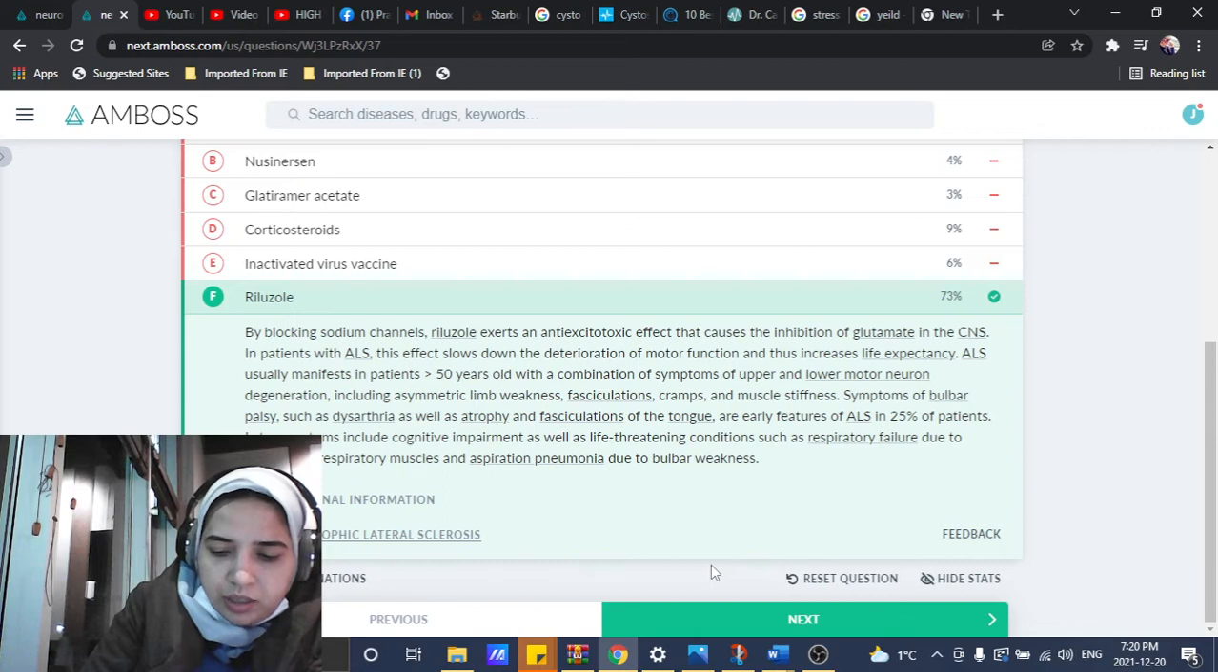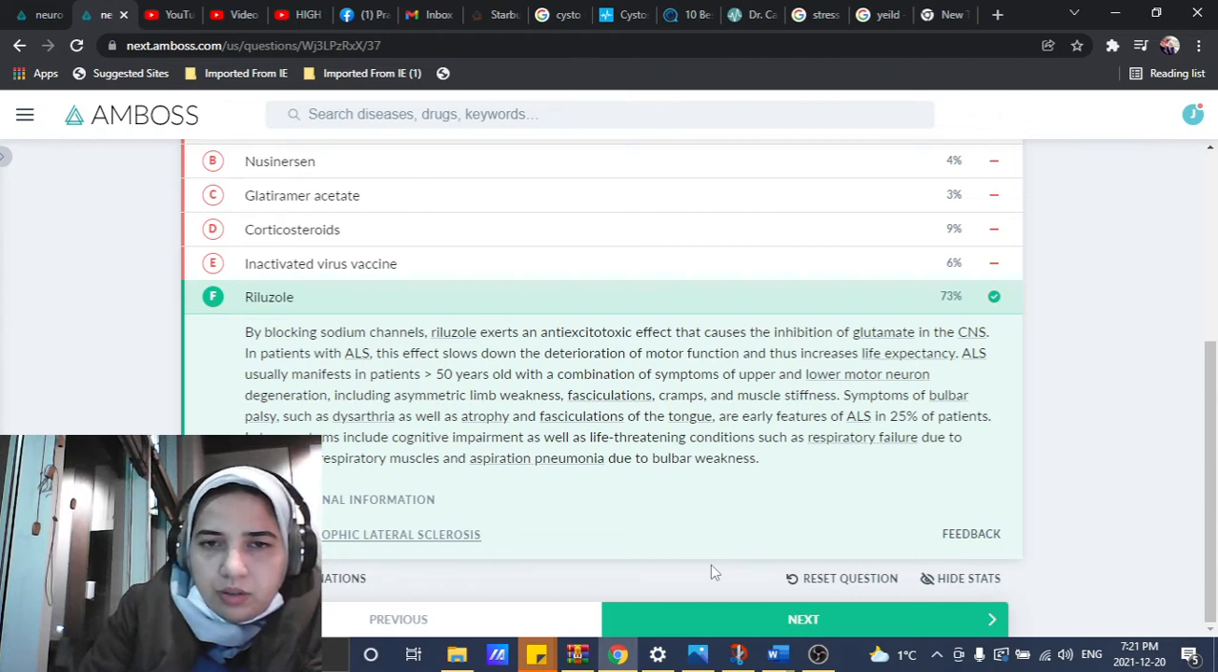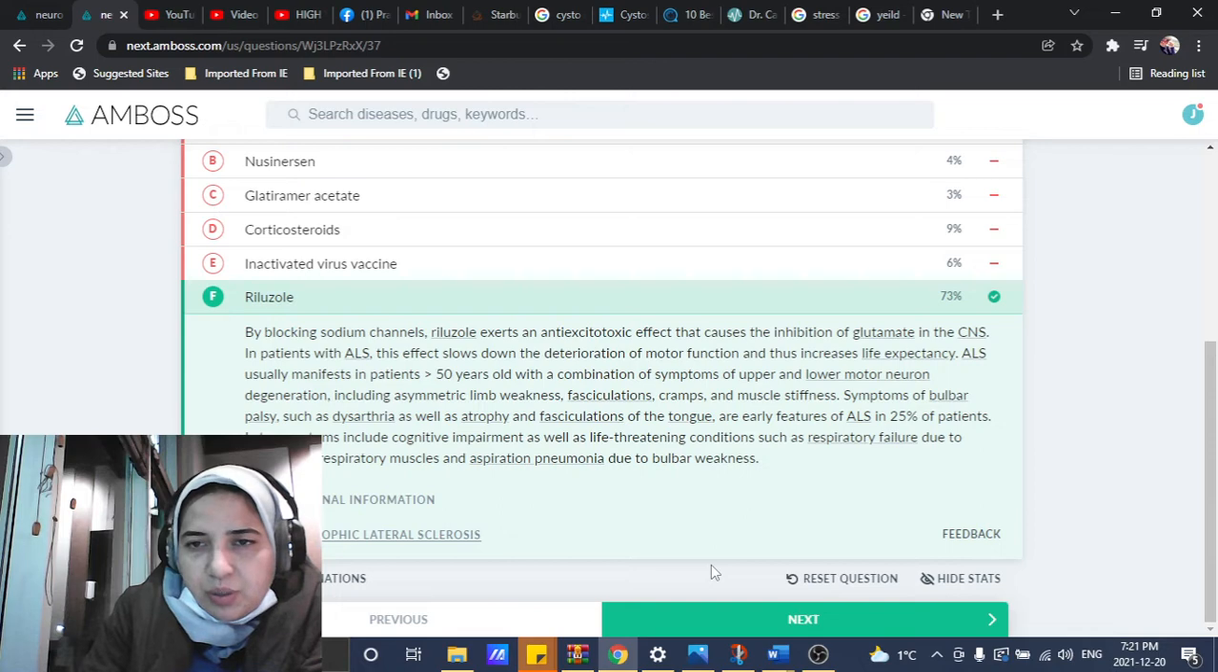I'm not sure again how to pronounce everything here. So it works by blocking sodium channels. Riluzole exerts an anti-excitotoxic effect by inhibition of glutamate. So it blocks sodium channels, and it also blocks glutamate. In patients with ALS, it slows down deterioration of motor function and thus increases life expectancy.